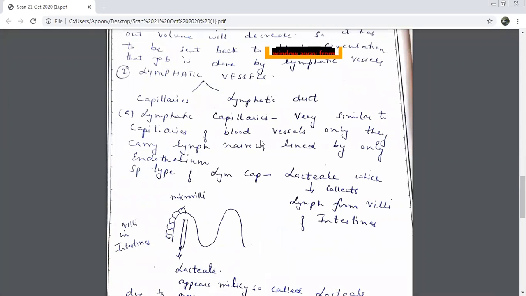They are all narrow and they're lined by a single endothelium. Only one capillary is called a special capillary because it looks slightly different. And what is that difference? That it is milky. And where is this lacteal capillary found? It is found in the villi of the intestine.